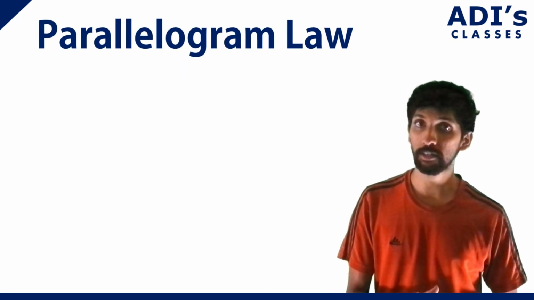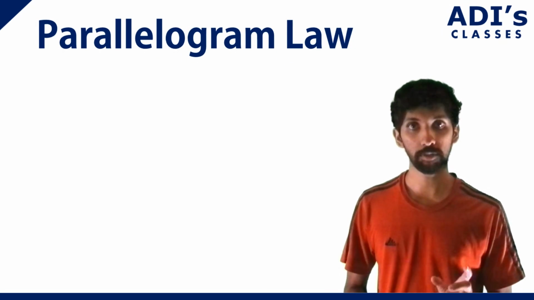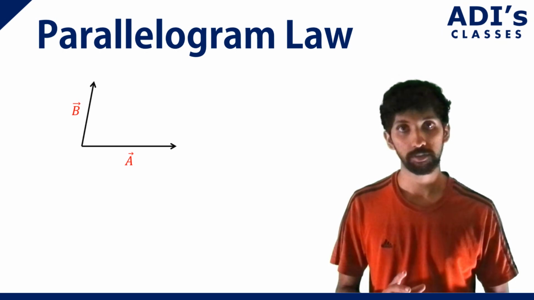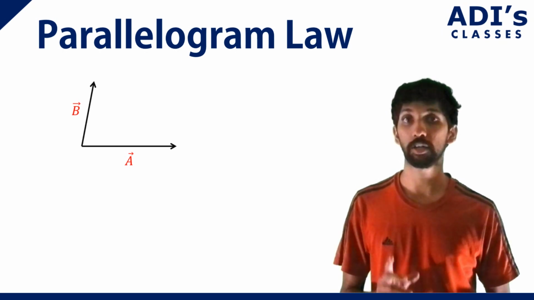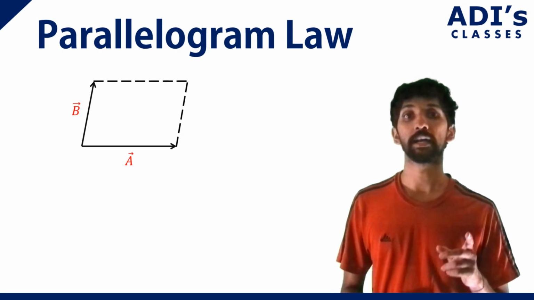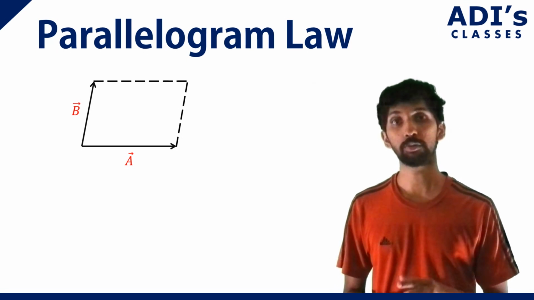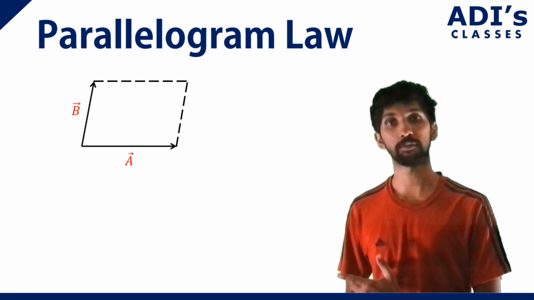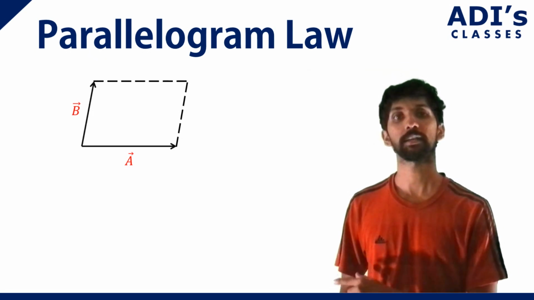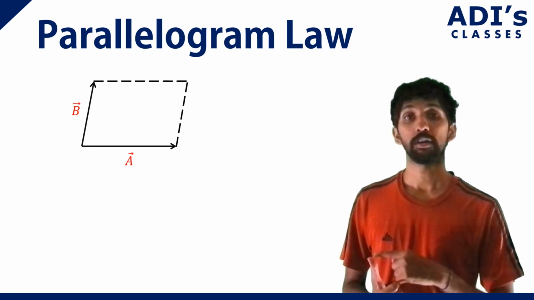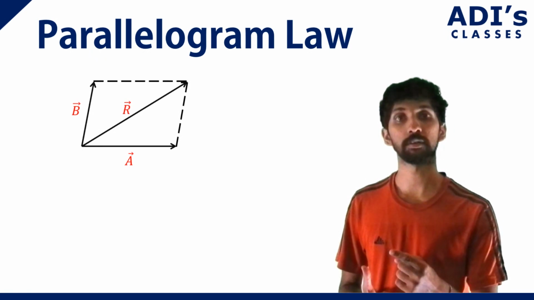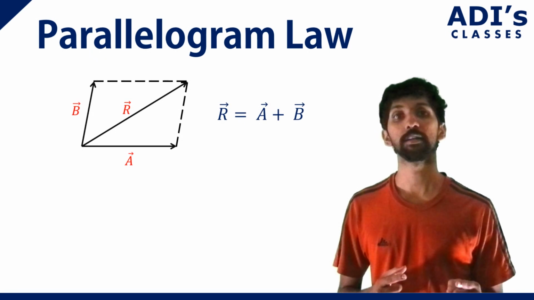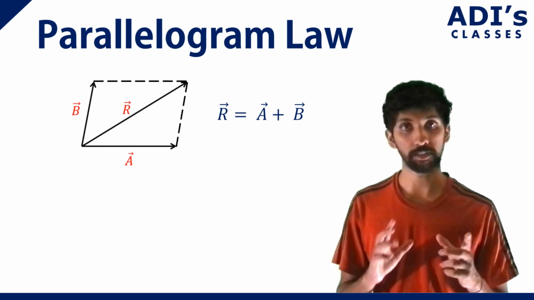Now coming to the parallelogram law. For the parallelogram law, the two vectors are co-initial vectors, and these two form the two sides of the parallelogram. As you can see in the figure, this is how the two vectors look, vector A and vector B. The diagonal of the parallelogram forms the resultant. So the resultant R is equal to vector A plus vector B.